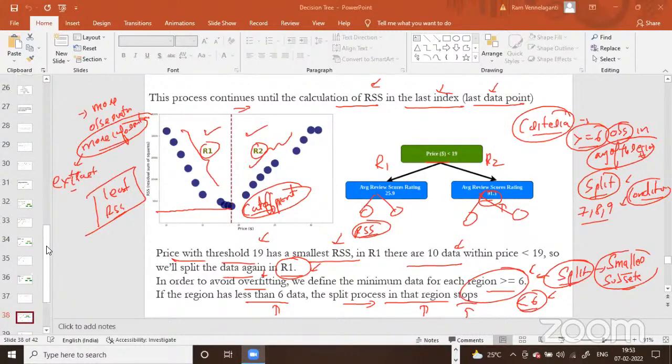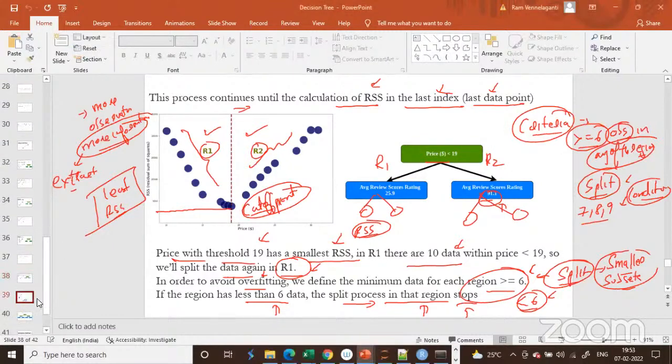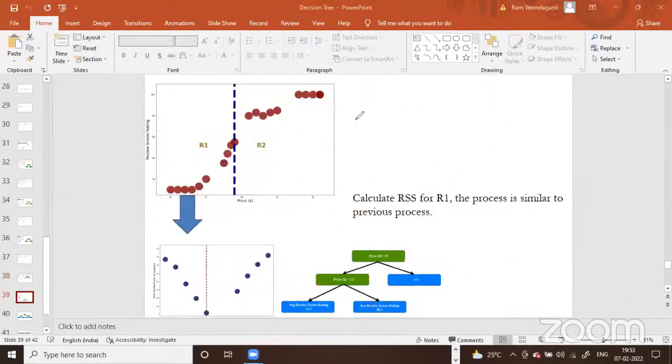So now what you are going to do? You are going to further subdivide your region 1. So we are going to subdivide our region 1 into smaller subsets. So how are you going to subdivide? It is the same procedure again. So instead of focusing on the entire data set, you are only going to focus on region 1 now. So go back.